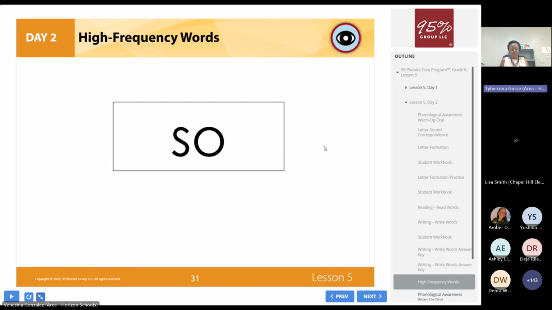The word is so. This word is the one you hear in the sentence: You wrote your name so well. Watch me finger stretch the sounds. S, o. There are two sounds in the word so. This word is spelled with two letters, S and O. You can see them here, S-O.